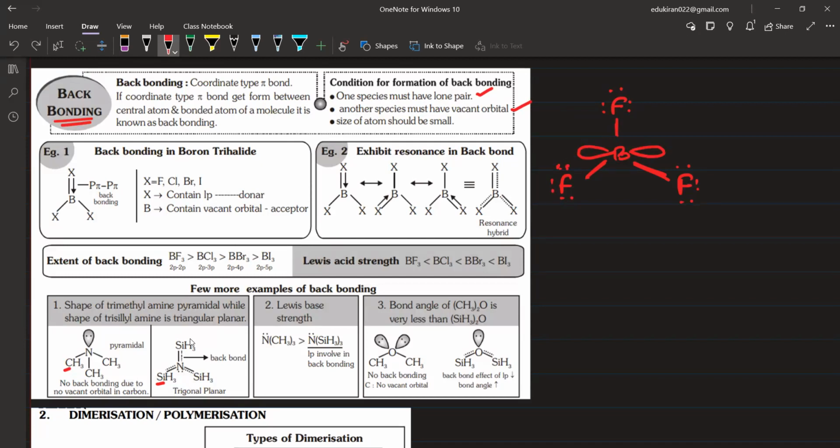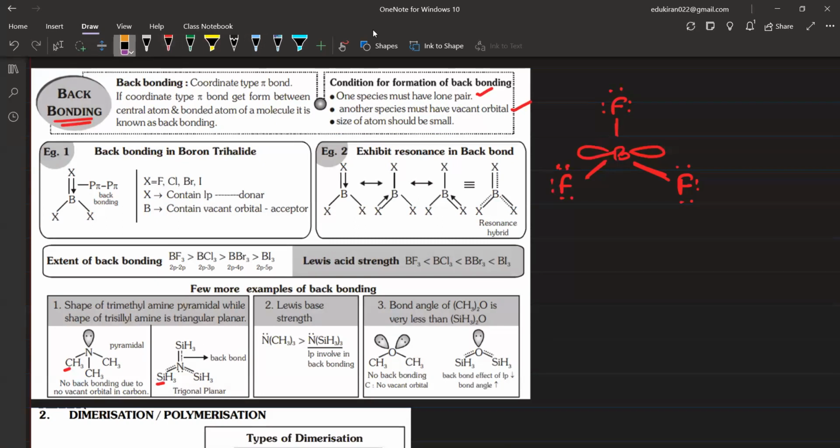Now, this is back bonding. So, what you should have in a molecule, there should be an atom which is having a lone pair of electrons, and there must be another atom which is having a vacant orbital. Now, the other condition is the size of the atom should be small. It should not be very large.